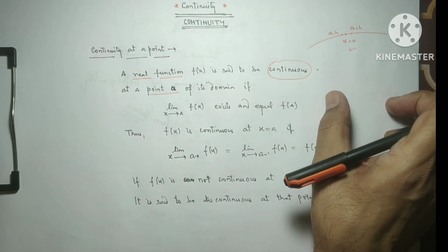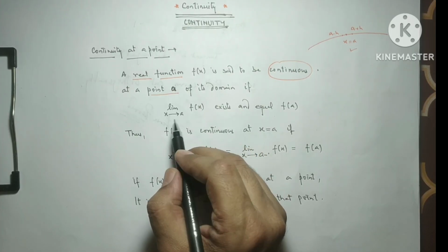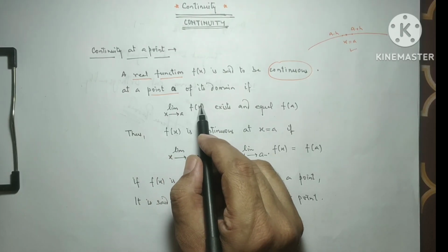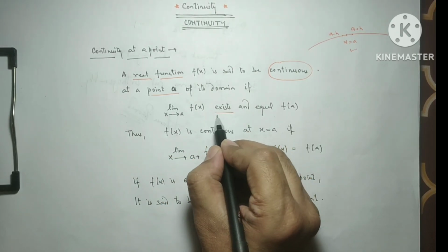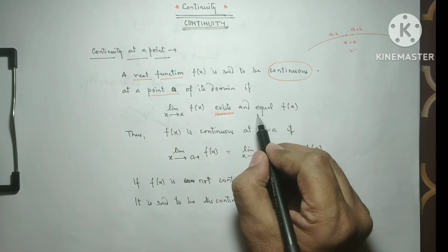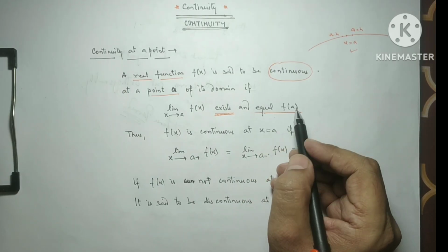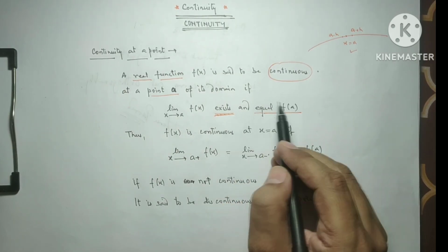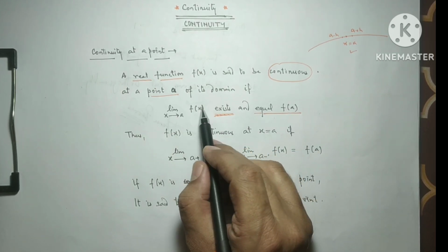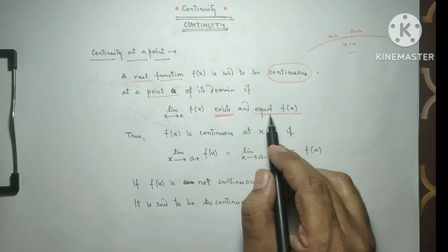So if the limit of this function as x tends to a exists, meaning it has some definite value, and the result is equal to f(a). That means we put this value in the function, we get the result f(a). So the limit of this function as x tends to a exists and its value is f(a).